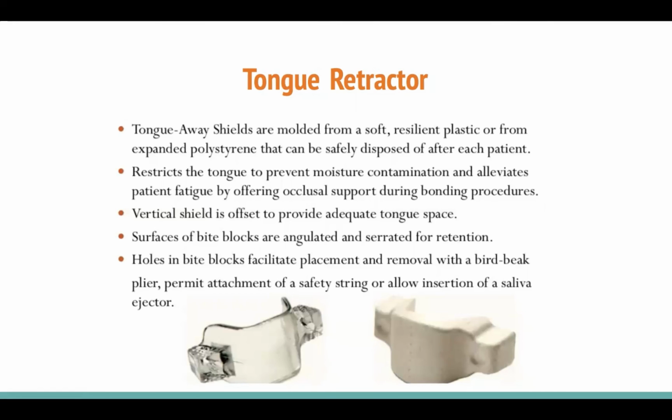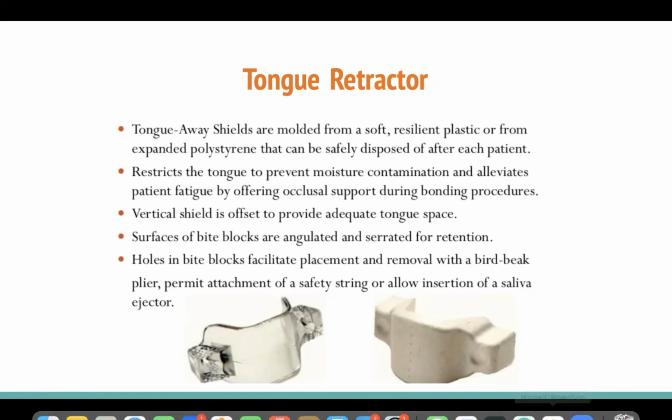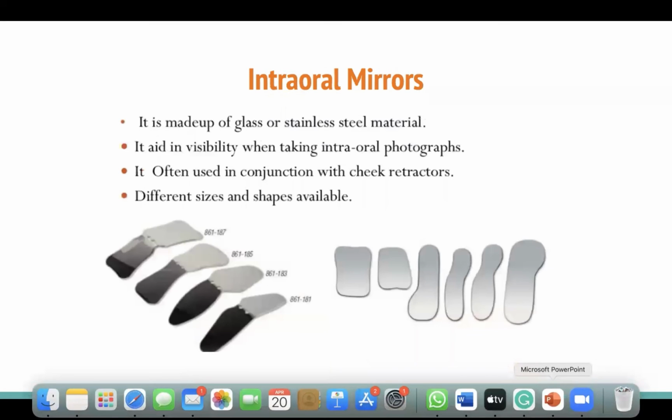The vertical sheet is offset to provide adequate tongue space. Surfaces of the bite block are angulated and serrated for retention. The holes in the bite block facilitate placement and removal with a bird beak plier and permit attachment of the safety rings or allow insertion of saliva ejectors. So you can see here, the saliva ejector can go here and the patient can bite here and the tongue remains outside. The patient is relaxed, you are relaxed, and there is good moisture control.